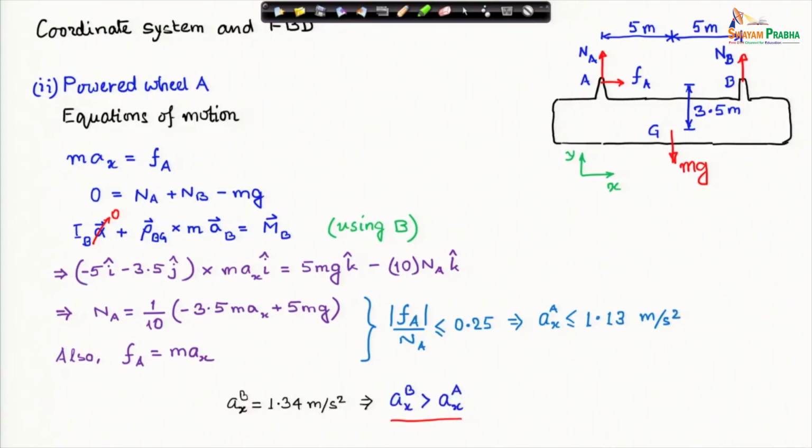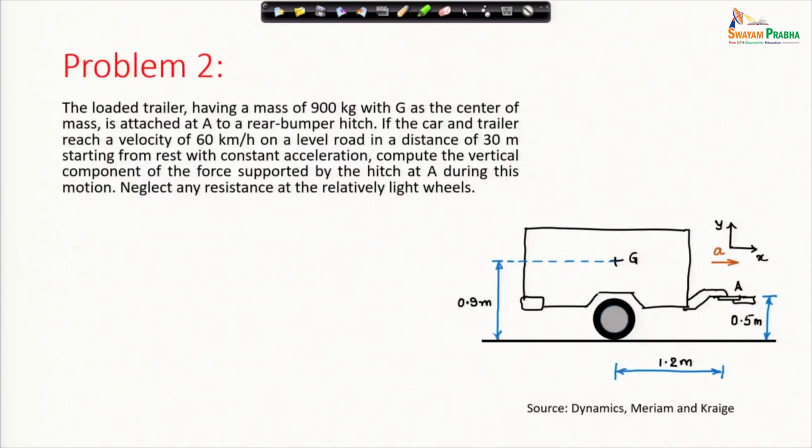Recall that if B is powered, then the acceleration was 1.34 meters per second square. Therefore, the acceleration when B is powered is greater than when A is powered for no slip. This is when the car has to travel towards the positive x direction. If it is to travel in the negative x direction, then the situation just reverses. So, that completes this problem.